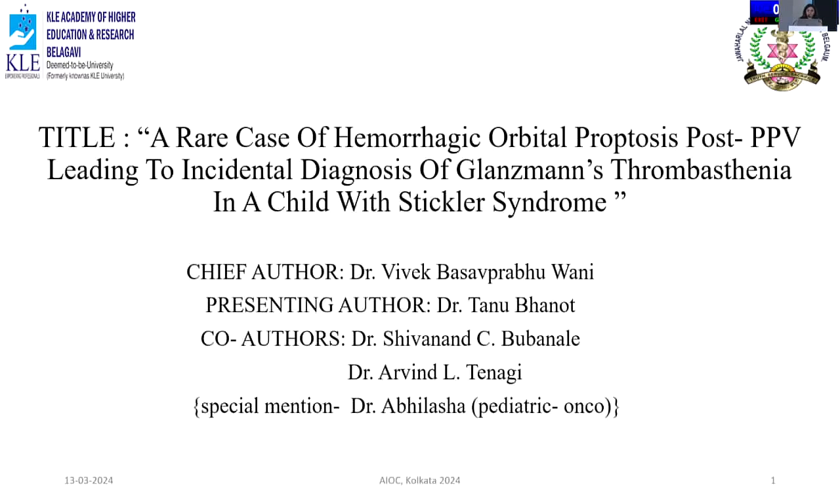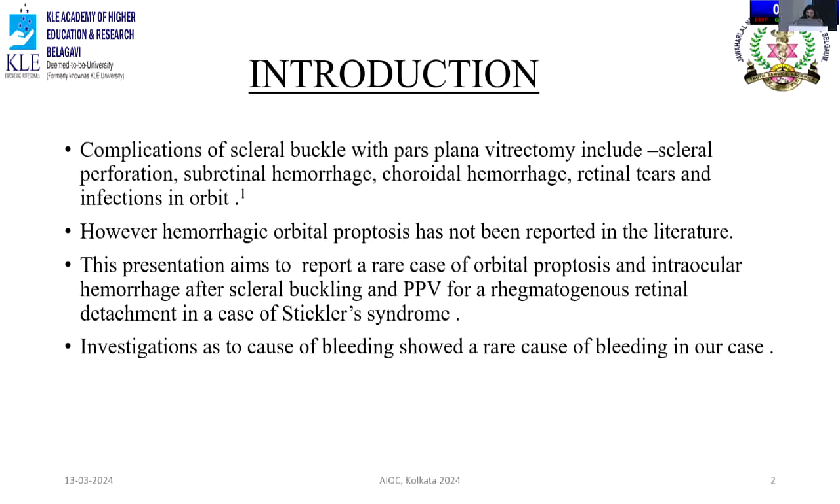Good morning, everyone. I am going to present a rare case of hemorrhagic orbital proptosis post-PPV leading to incidental diagnosis of Glanzmann thrombasthenia in a child with Stickler syndrome. Complications of scleral buckle with pars plana vitrectomy include scleral perforation, subretinal hemorrhage, choroidal hemorrhage, retinal tears, and infections in the orbit. However, hemorrhagic orbital proptosis has not been reported in literature.